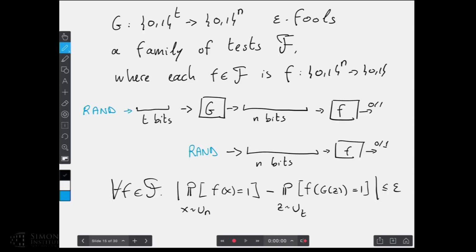Yeah, so that's the definition of the generator: the generator epsilon-fools the class of tests calligraphic F. And then for various instantiations of what tests we are interested in, we'll get different types of generators. Some of them we know how to construct with really good parameters. Some of them we know how to construct only under circuit complexity assumptions.